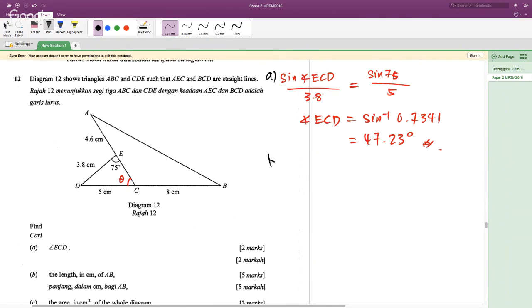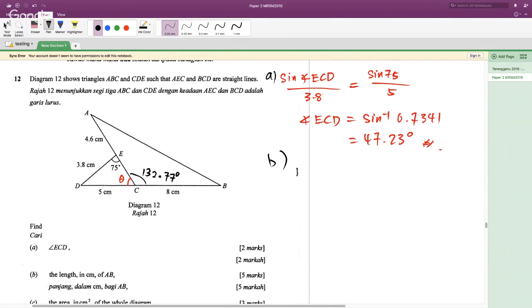Then we go to part B, the length of AB. Since we know about this angle, I will find the opposite one. I always do 180 minus the answer just now. You should get 132.77 for this angle. Then I want to find the length of AB. It's just the cosine rule.